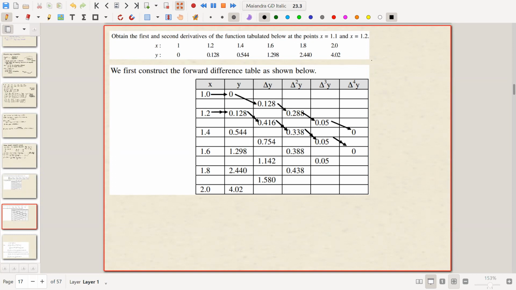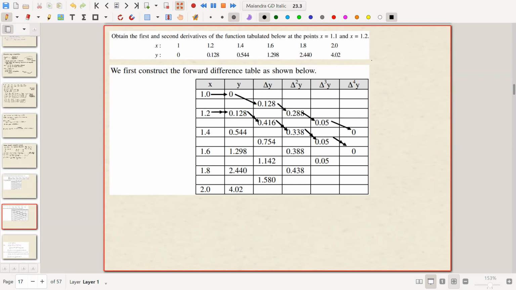Now it is asking the question: obtain the derivative at 1.1. Is 1.1 in your data set? No. 1.1 is not in your data set. So how will you approach this? 1.2 is in your data set. It is there, so it will be easier.